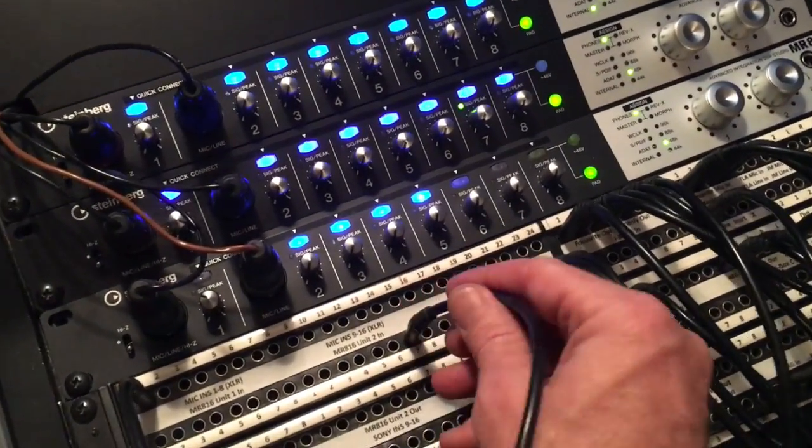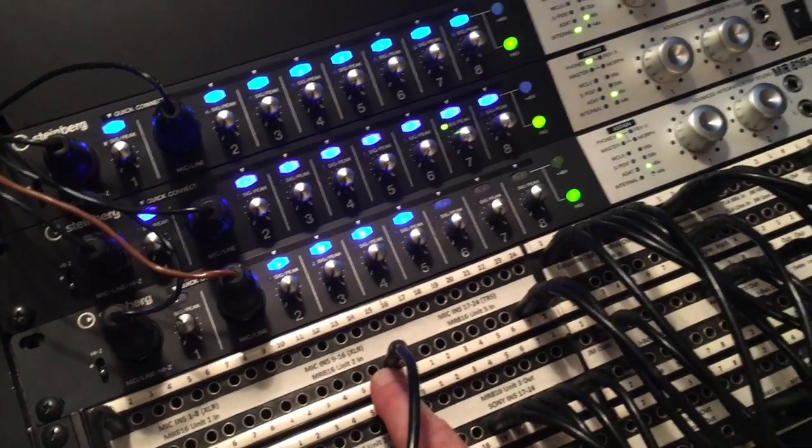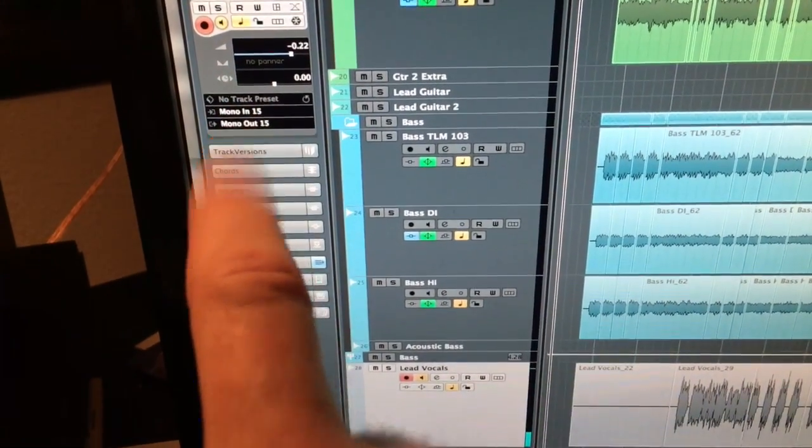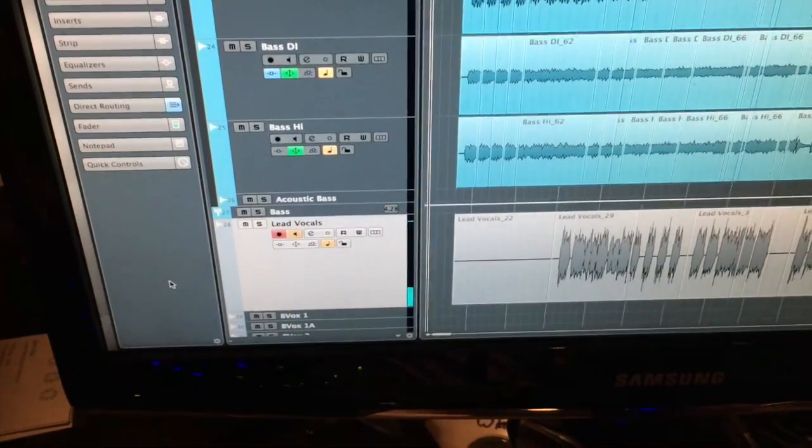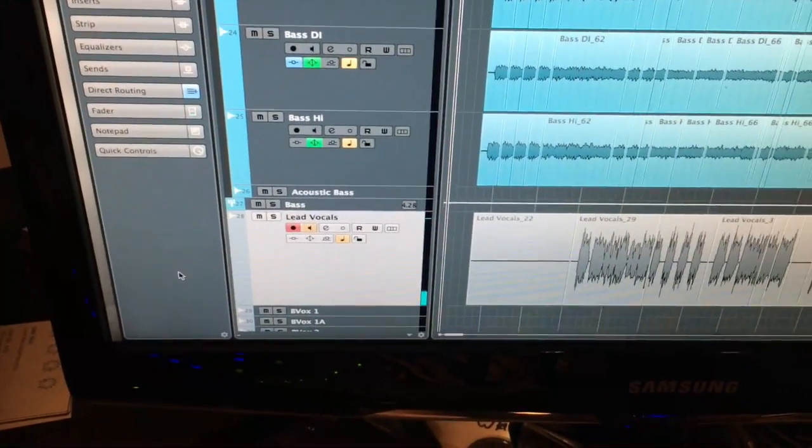So I just plug that mic into input 15. So on my software here where it says lead vocal, it's routed in on input 15 and it goes out output 15, and you can see the signal bouncing on that little meter there.